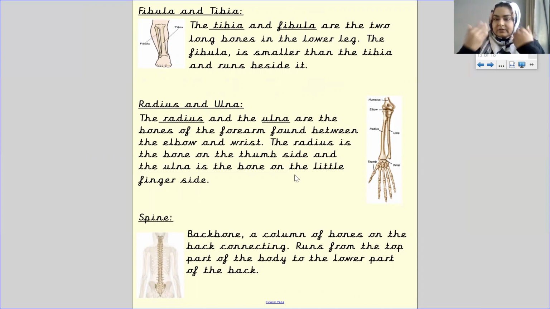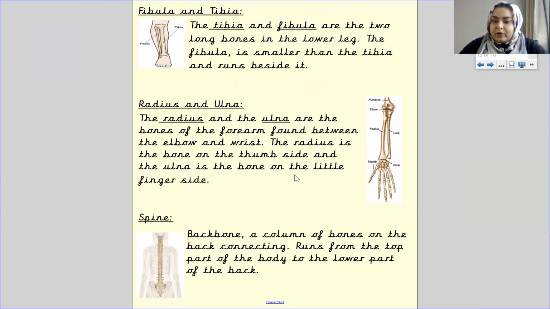Radius and ulna. The radius and the ulna are the bones of the forearm. So the forearm, which is this arm, is found between the elbow and the wrist. The radius is the bone on the thumb side, and the ulna is the bone on the little finger side. So the bone going along here is the ulna, and the bone going along my thumb to my elbow is the radius.